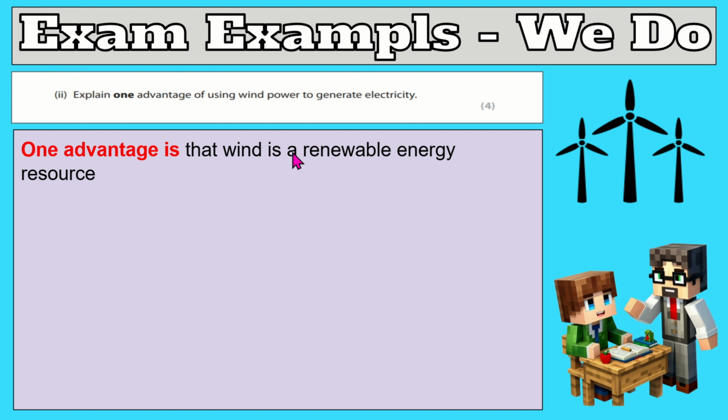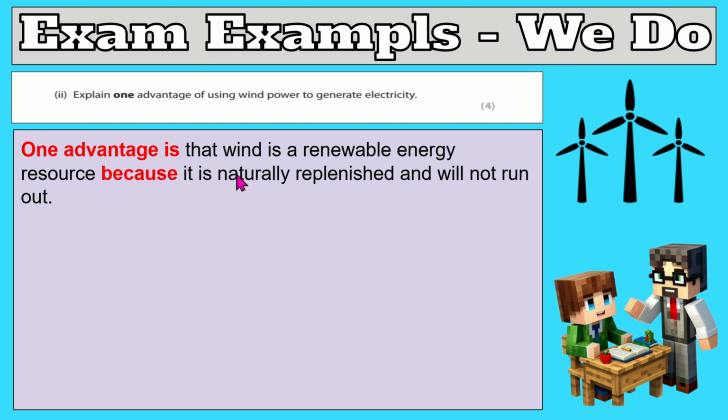One advantage is that wind is a renewable energy resource. So what I would do now is pause this video. We know it's going to be because, the next connective. So I would start your sentence with because and write down what you think I would write next. One advantage is that wind is a renewable energy resource. Okay, I will continue. I'll assume that you paused the video. Because it's naturally replenished and will not run out.